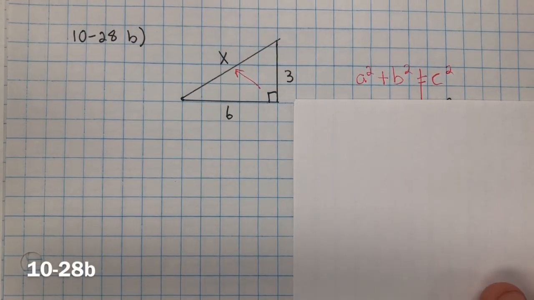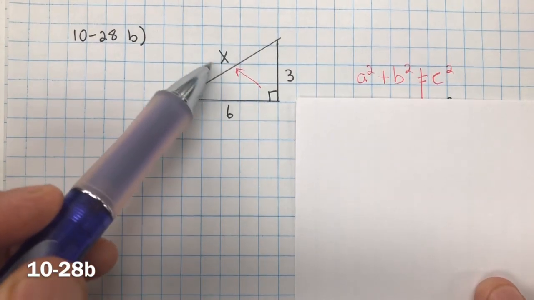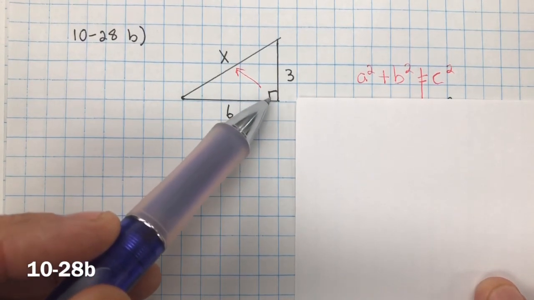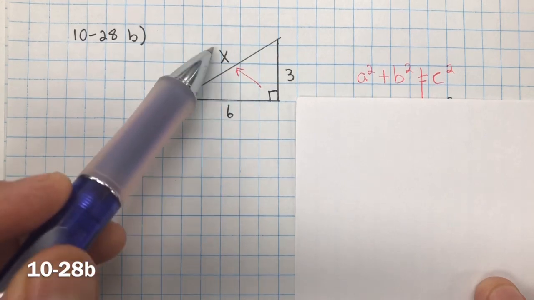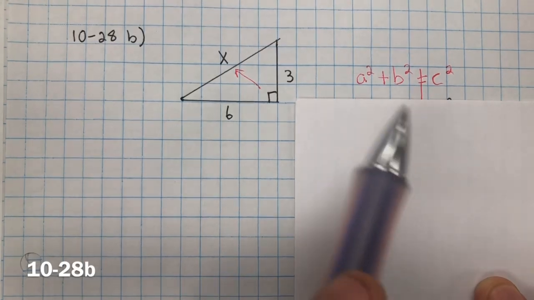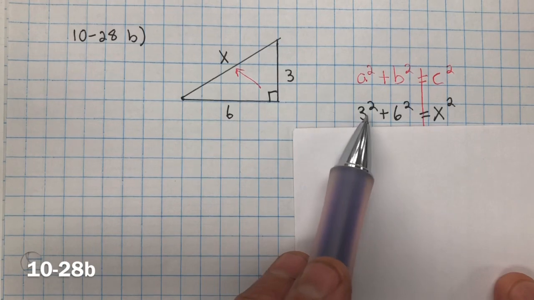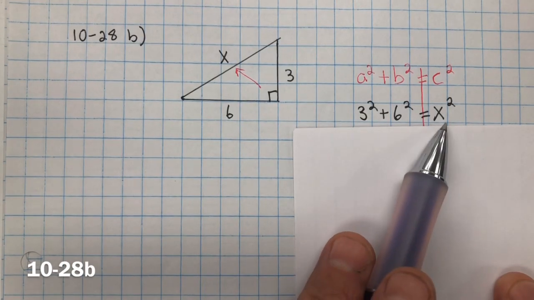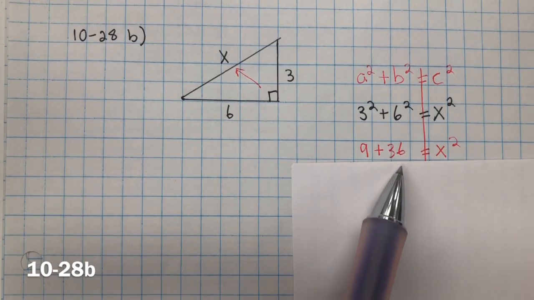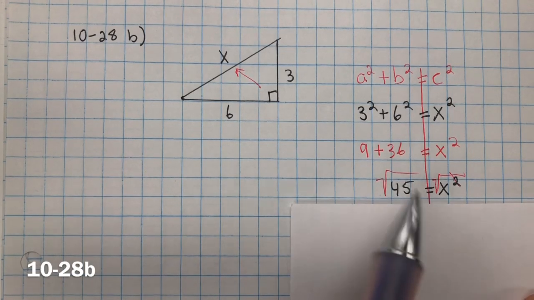For 28b, we need to find the missing length. This time, the hypotenuse is the missing length, and this right angle is pointing towards the hypotenuse. So we have a squared plus b squared equals c squared, the formula for the Pythagorean theorem. So 3 squared plus 6 squared equals x squared. 3 squared is 9. 6 squared is 36. 9 plus 36 is 45.